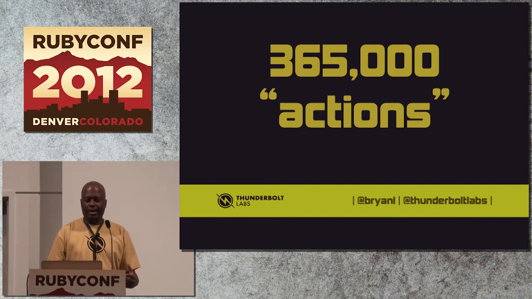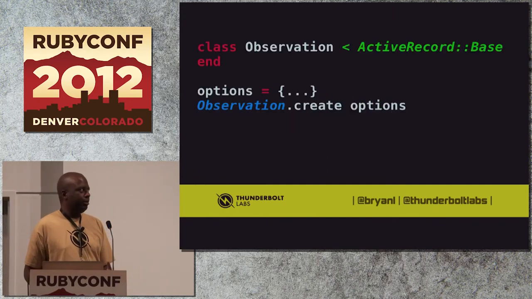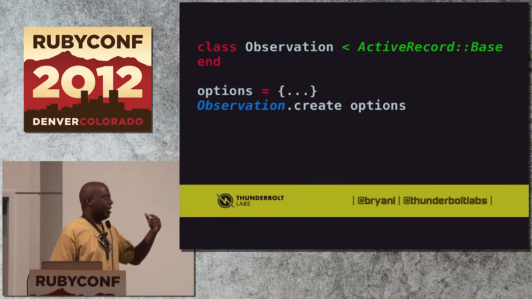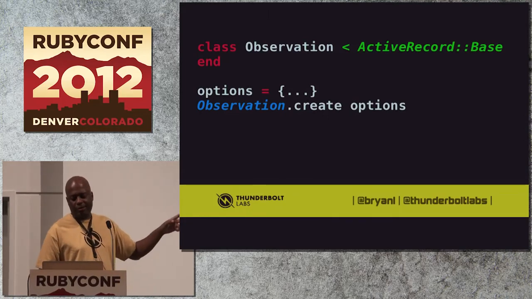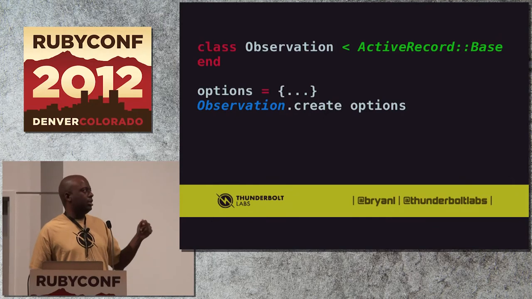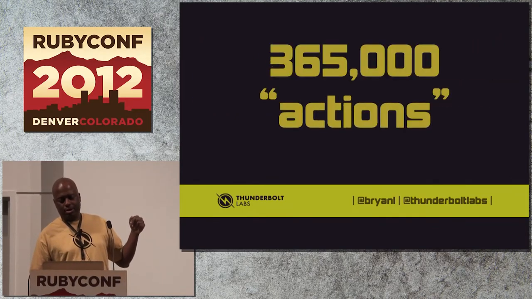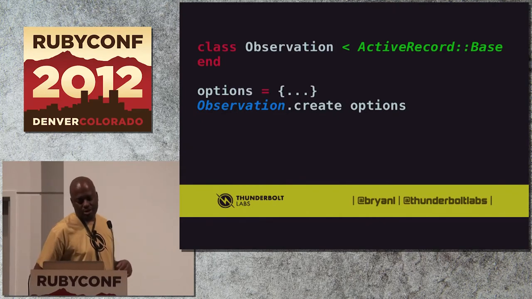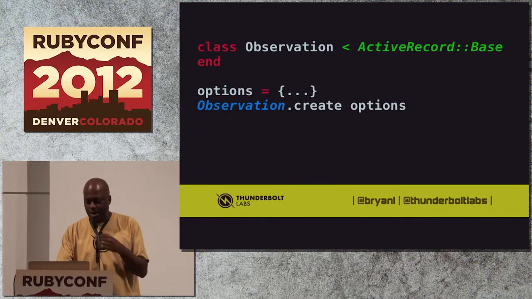Because we are big data and we're using ActiveRecord, this is what I thought we would do. We would just create an ActiveRecord class called Observation, and for every one of those 365,000 actions, we'll just create a new observation. So, you know, that didn't work that well.